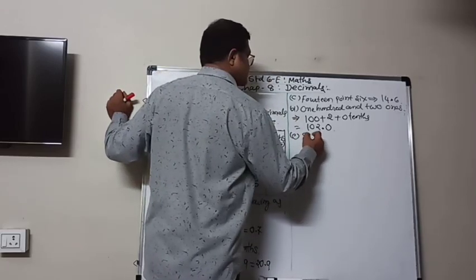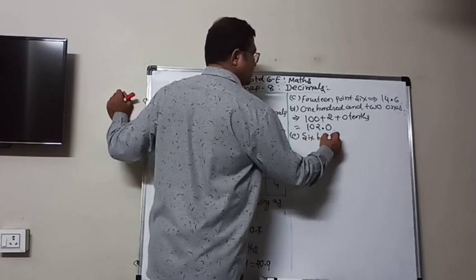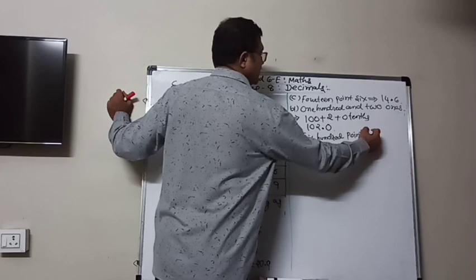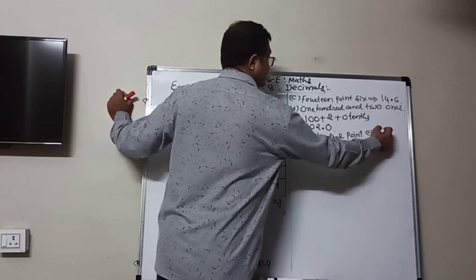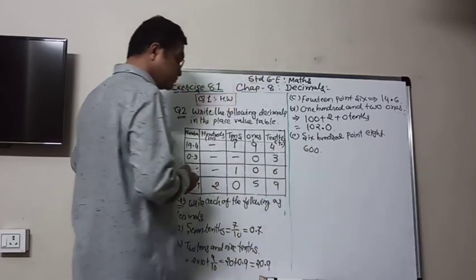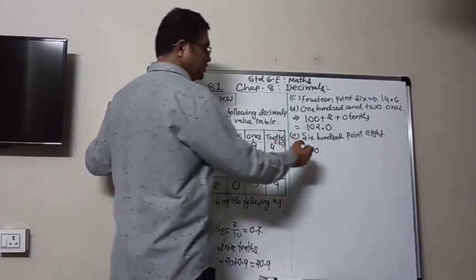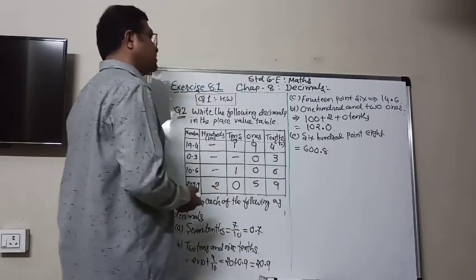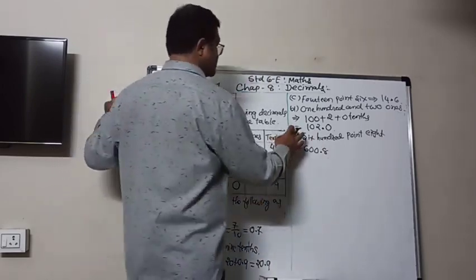E. 600.8. Very simple. 600 means 600, 0.8 means 0.8. So 600.8 is written like that.